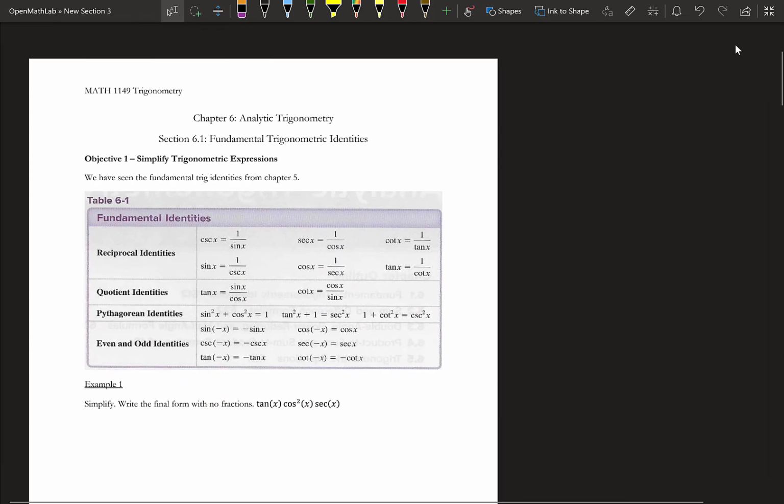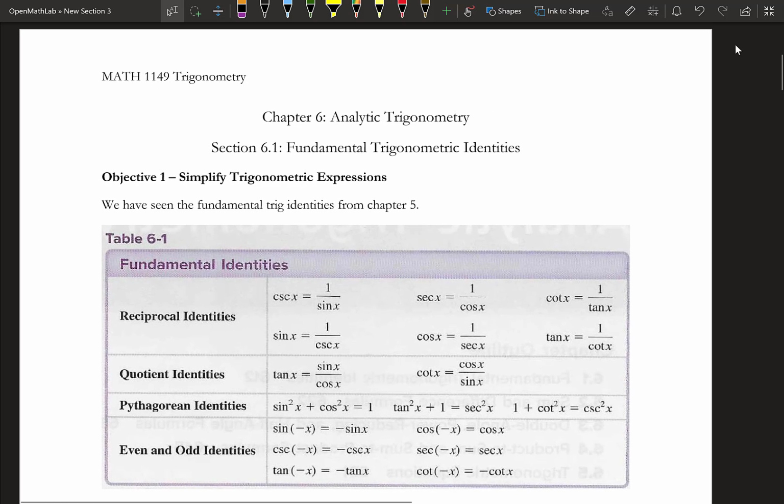Hi class, so ready to start into chapter 6. Chapter 6 is over analytic trigonometry. Section 6.1 is titled Fundamental Trigonometric Identities. If you enjoy algebra type things, then you should like this section, because it's going to focus a lot on algebraic skills, right?